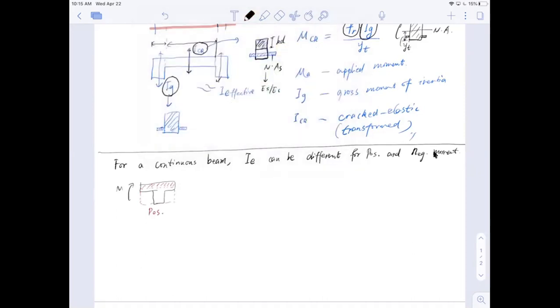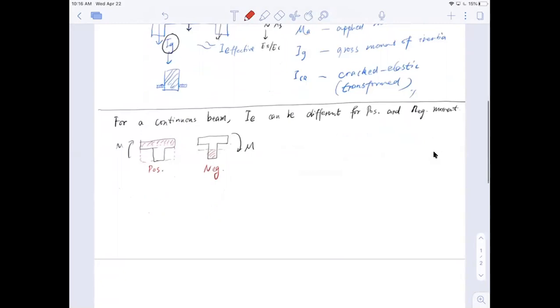Okay, this is for the positive bending moment. Now if I have a negative bending moment, which is this right here, now my compression zone is going to be at the bottom, so I have a compression zone something like this. So what happens is that you cannot use the same IE anymore. The IE will be different.